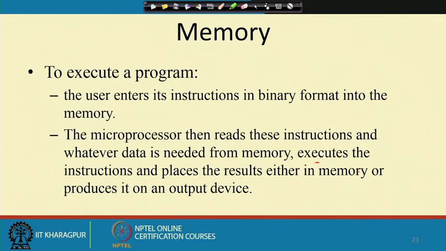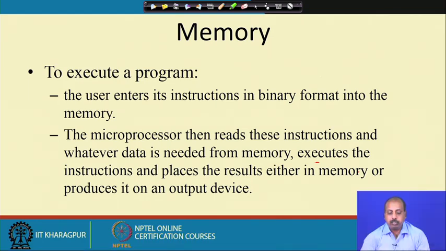Once the program has been loaded into the memory, the microprocessor will be able to read these instructions, and whatever data is needed from the memory, execute those instructions and place the results in memory, or it can produce the result on an output device. After executing the instruction, the result that is produced is again another variable value. That value may be stored in some register, it may be stored in the memory, or there are some input and output instructions by which we can read the values from some input device, or we can write the values to some output device. So, the in and out instructions are there which can be utilized for that.